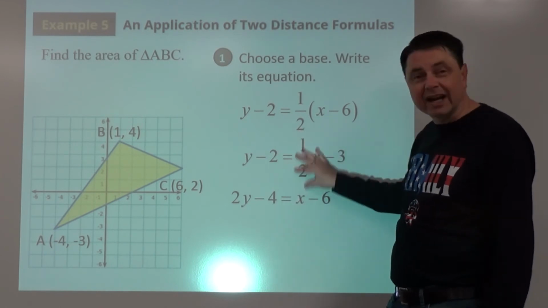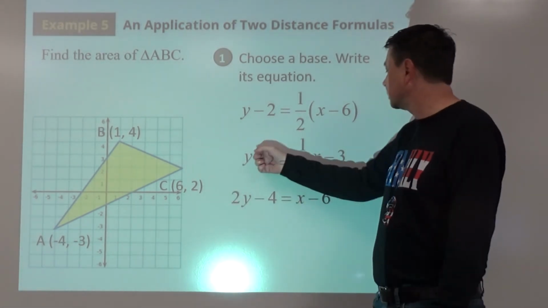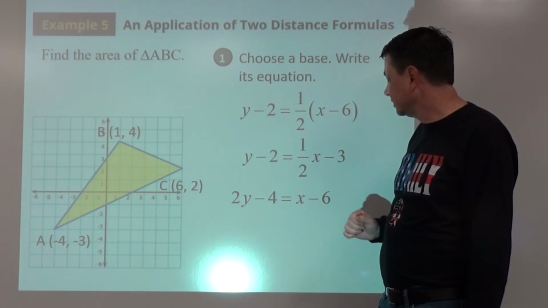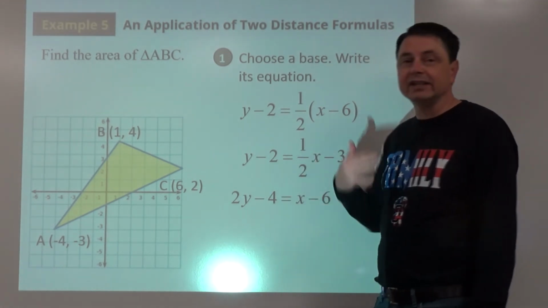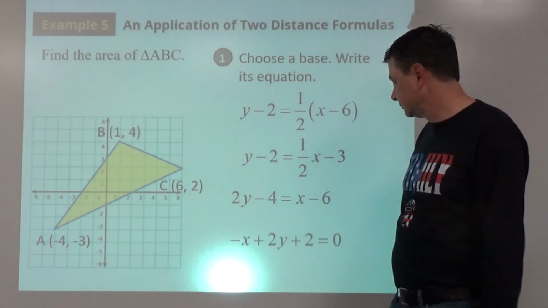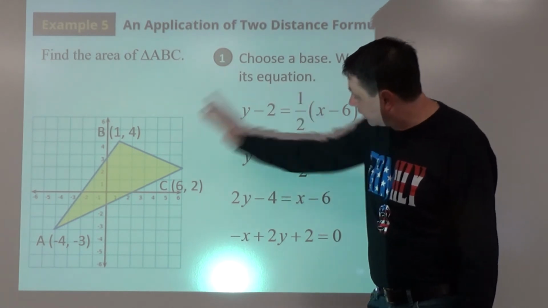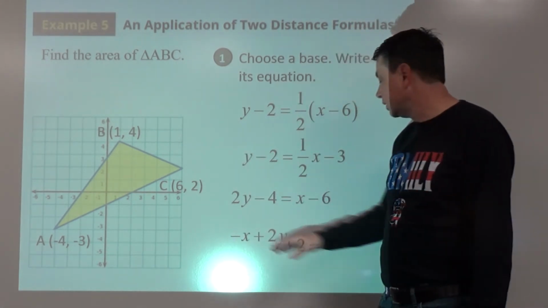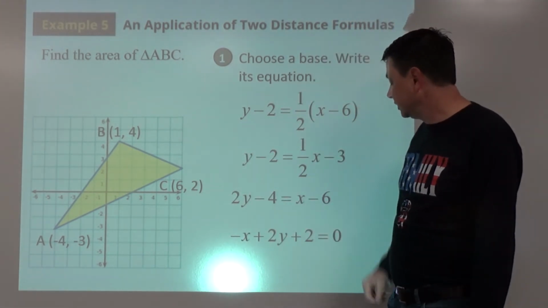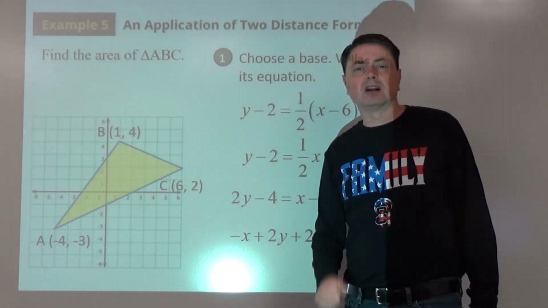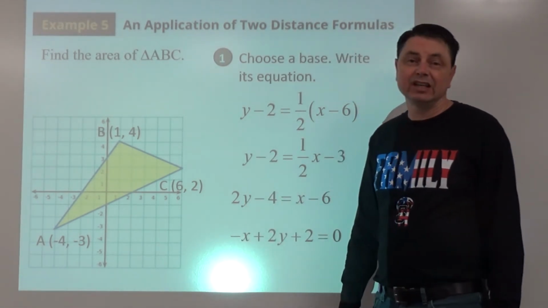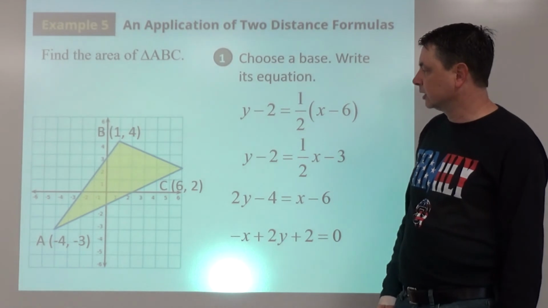If I don't like the fractions, it wouldn't matter to have the fraction, but I could fraction bust this and then get everything on one side so that it's equal to 0. So if we get everything to the left side, negative x plus 2y plus 2 is equal to 0. So we've got our line where the equation's equal to 0, ready to use the formula.